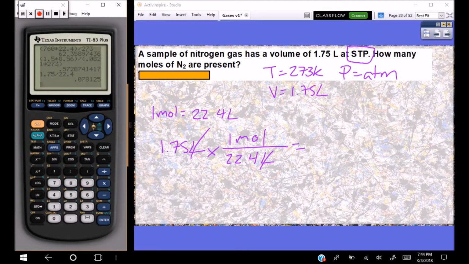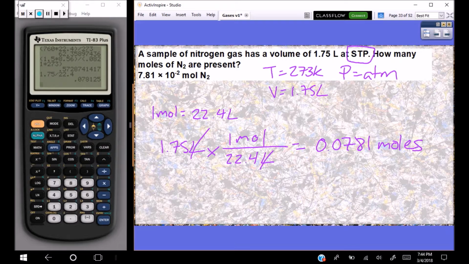22.4 liters. All right, so I end up getting 0.078, let's do 3 sig figs, 0.0781 moles of gas. Very small amount. If you put it in scientific notation, it's 7.81 times 10 to the negative second. So that's fine. We have this many moles of N2. It's a little shortcut. Don't underestimate the power of that. Again, it has to be at STP.